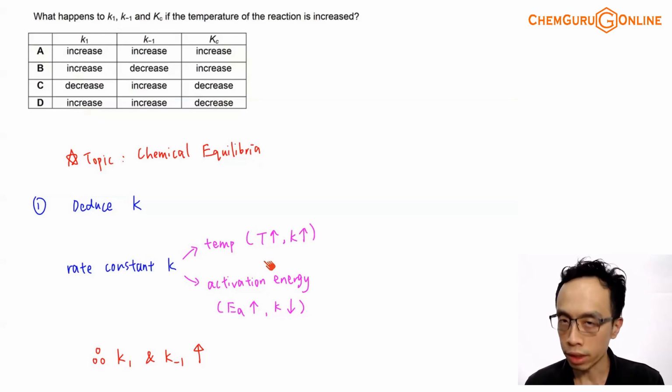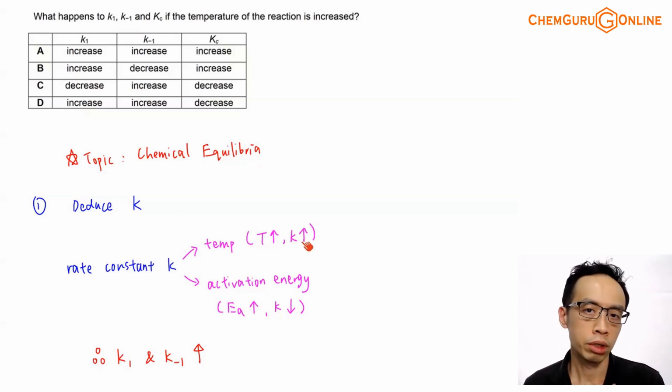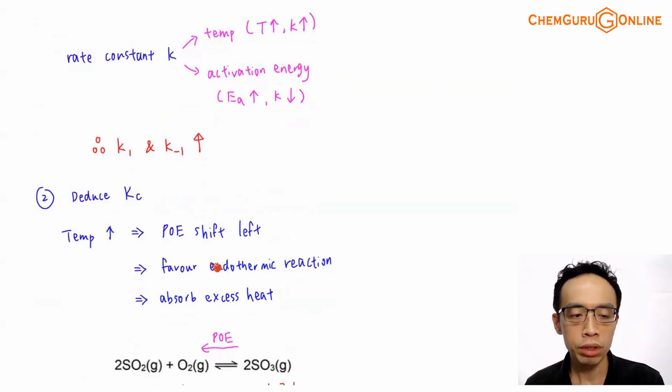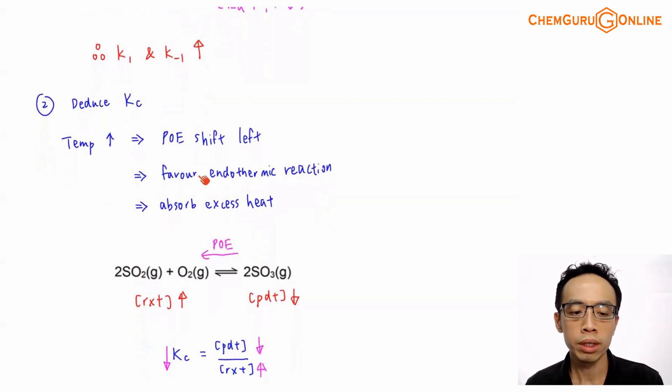In this case, since there's an increase in temperature, we will expect the rate constant to increase for both the forward and the reverse reaction. So K1 and K minus 1 are expected to go up. This is the first part, targeting the rate constant K. Now how about the deduction involving our Kc expression?